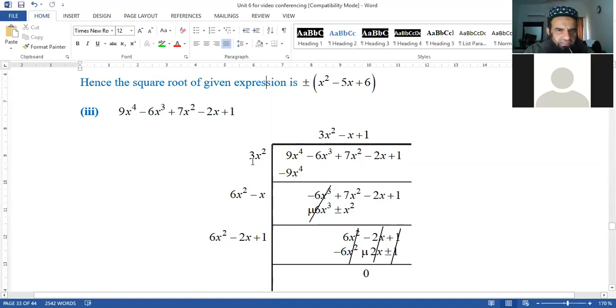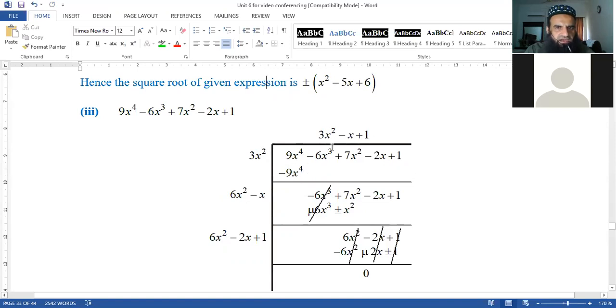Then the next step is that you will double the divisor. 3x² will be doubled. Double stands for that you will multiply by 2. So 3 will be multiplied by 2, it will become 6x². And then you will read the table that how many times 6x² will be multiplied to generate minus 6x. So minus 6x will be multiplied with, you will write minus x over there, and you will write minus x here.